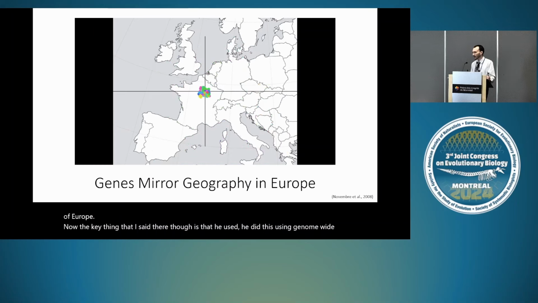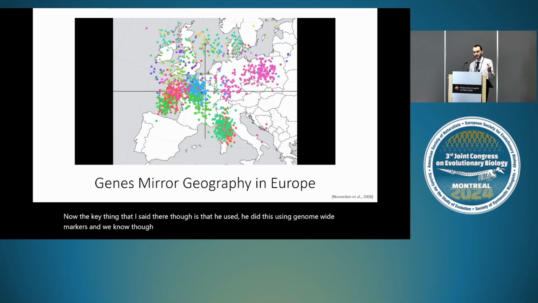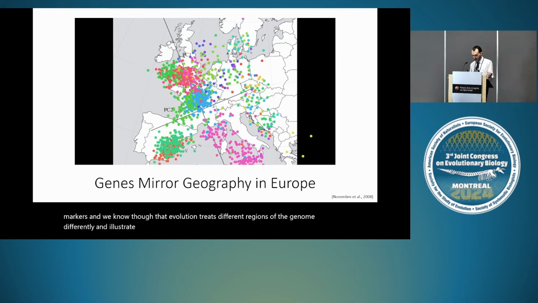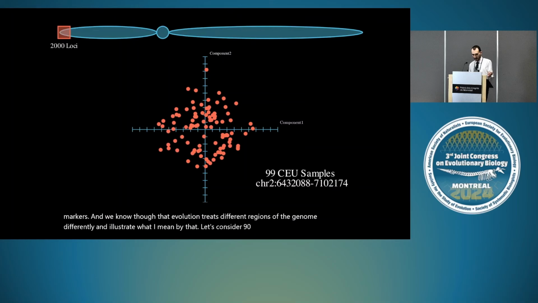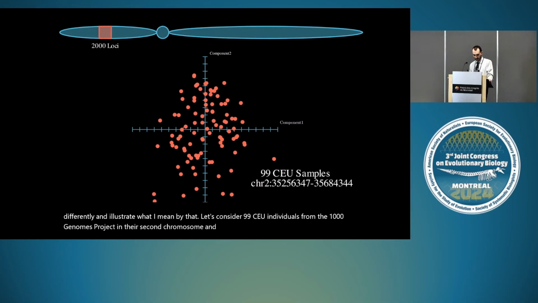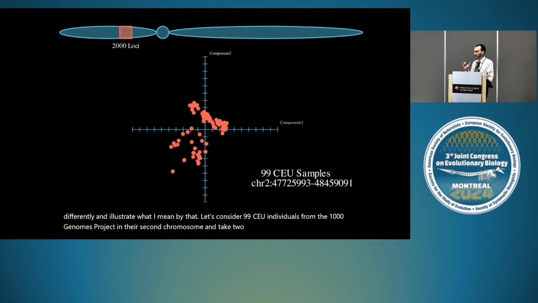And we know, though, that evolution treats different regions of the genome differently. And to illustrate what I mean by that, let's consider 99 CEU individuals from the 1,000 Genomes Project and their second chromosome, and take 2,000 non-overlapping windows.